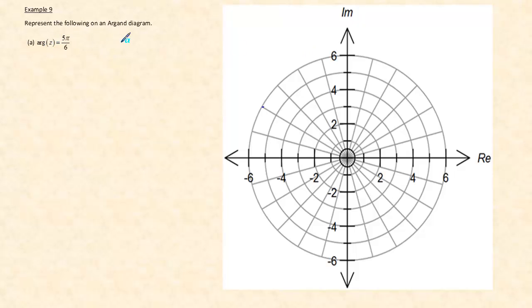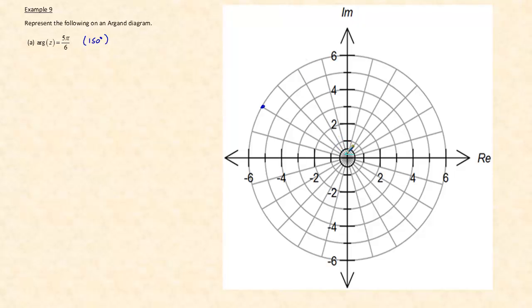We want to represent the following on an Argand diagram. arg z is 5 pi by 6 radians, remember, that's the same as 150 degrees. Now if we look at the rays coming out from the middle, there's 24 of them going all the way around, and therefore each one is pi by 12, which is the same as 15 degrees. So 2 of them is 30, then 60, then 90, 120, 150. So this is the ray we want here.